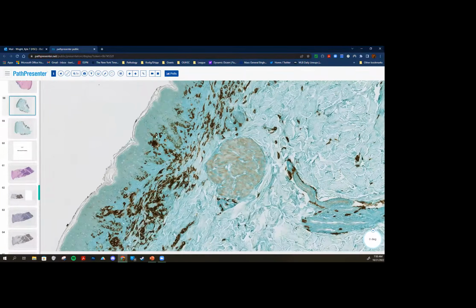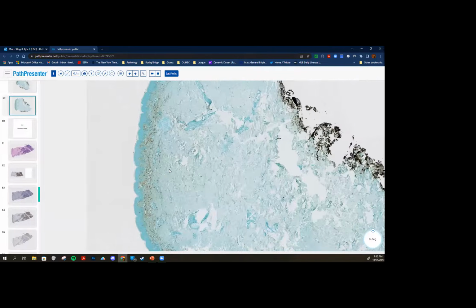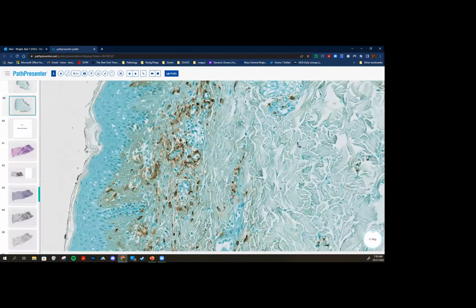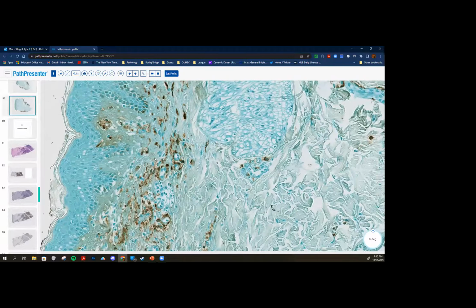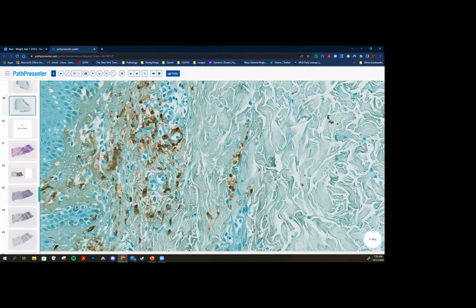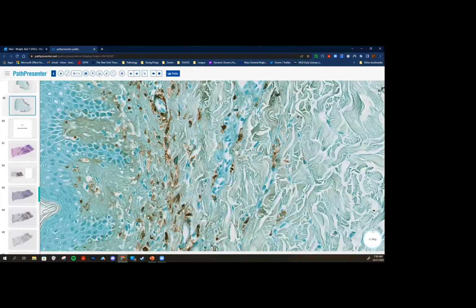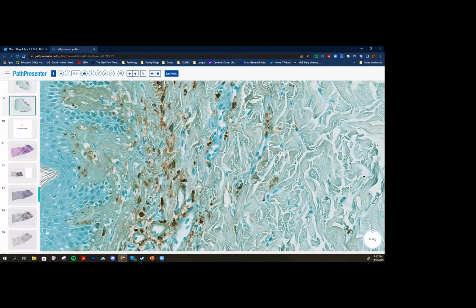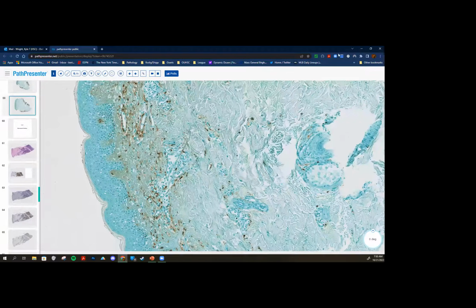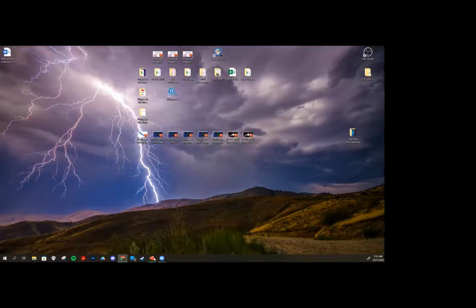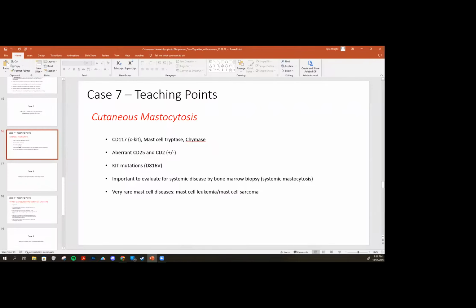And here's the mast cell tryptase. And you can see that this is positive, in a very nice granular pattern in these spindled mast cells. So both mast cell tryptase as well as CD117 are positive in mast cells, and you can see that this is a mast cell infiltrate. And this ends up being, as you might expect, a diagnosis of cutaneous mastocytosis. Positive for CD117, c-KIT, mast cell tryptase.